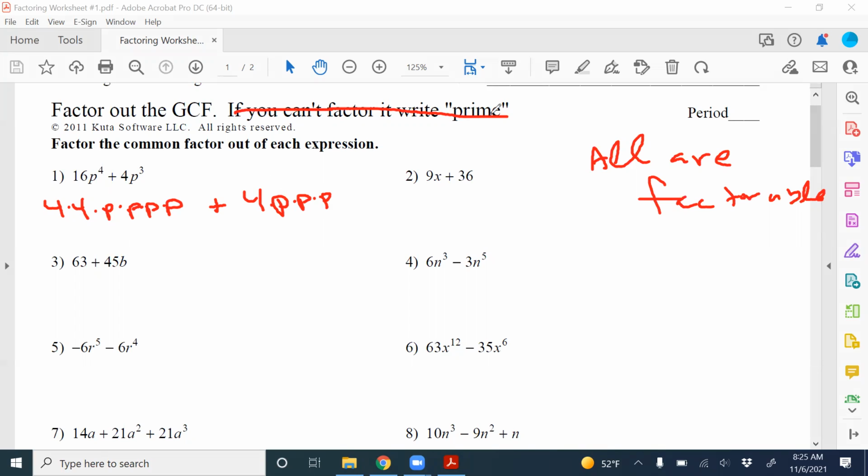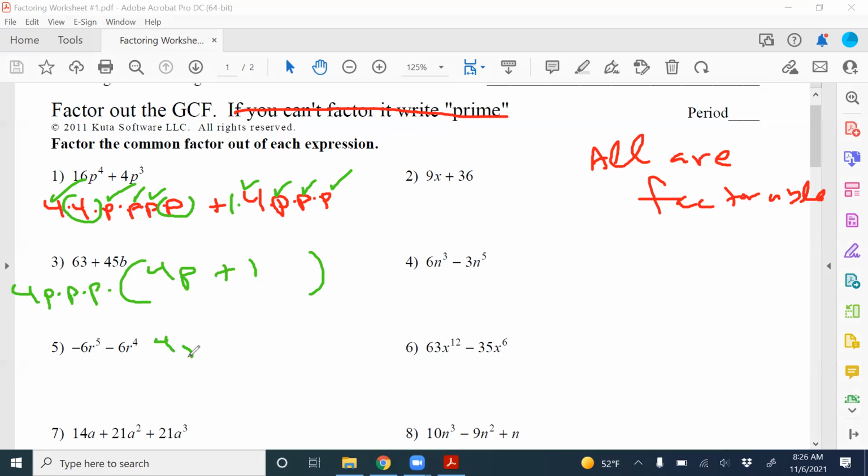So what we do is we pull out a 4 and 3 of these p's. By doing so, we have 4p cubed on the outside. And what's left behind? This single p and the single 4 becomes 4p. And nothing's left behind here, but you do assume there's a 1 being multiplied, so we have plus 1. So it becomes 4p cubed times (4p plus 1). And there we go.